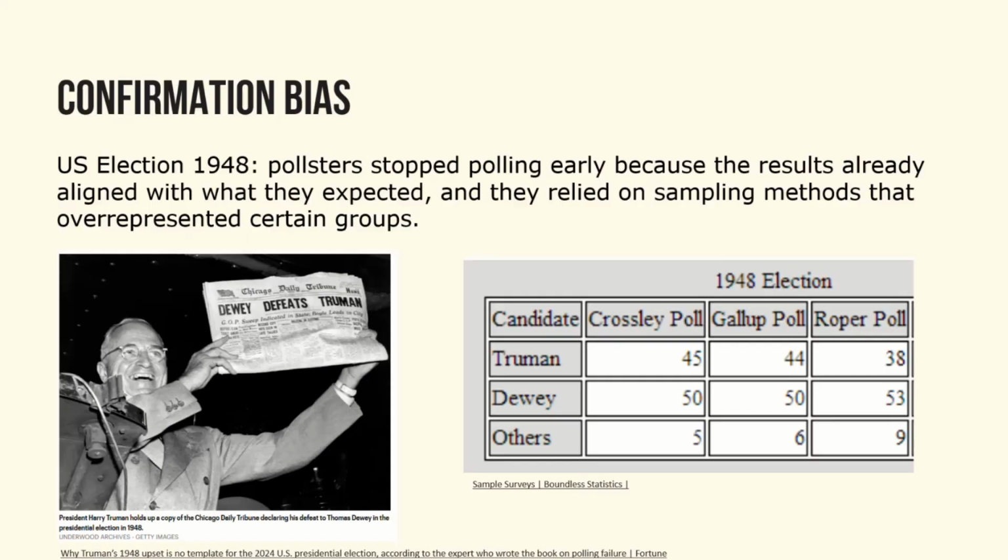And the pollsters stopped polling early because the results of the polls already aligned with what they expected. And they expected that Dewey would defeat Truman. They also relied on sampling methods that overrepresented some groups. And these were the results of the polls that they had. You can see that in all of them, Dewey was going to win.